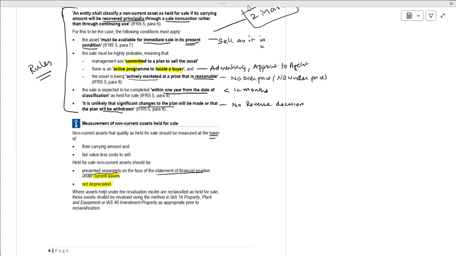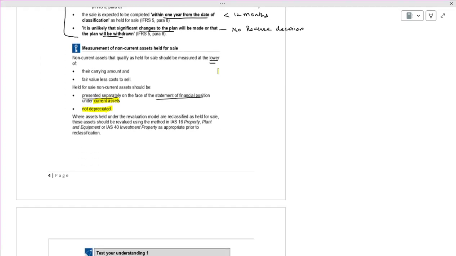Where assets are held under the revaluation model, if it is classified for sale, then assets should be revalued using the method of IAS 16 or IAS 40, appropriate for reclassification. Again, we will revise what we have done in IAS 16 and what we have done in IAS 40. Okay? When the assets have been held under the revaluation model, we have to use as per 16 or as per 40.